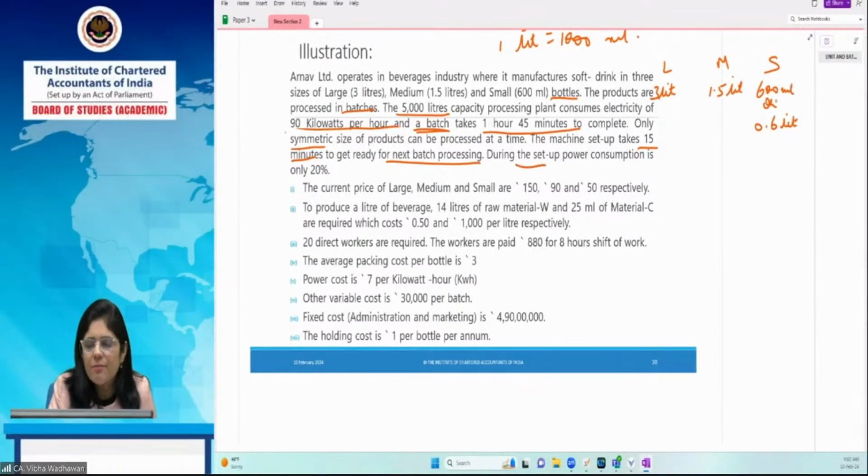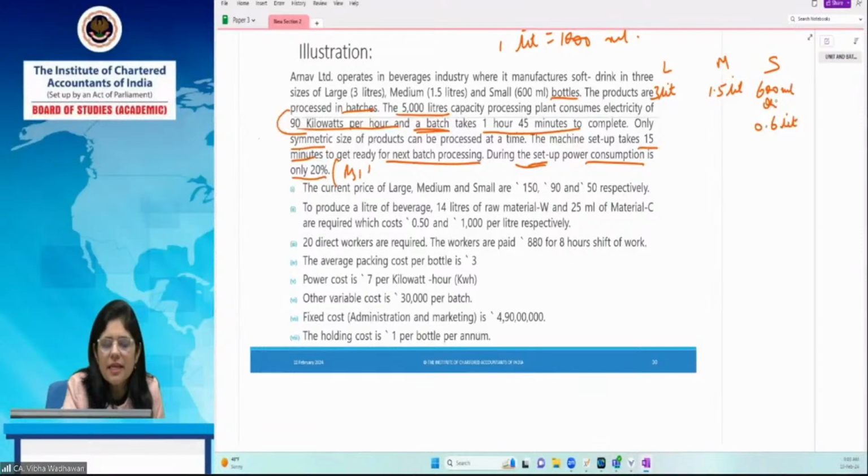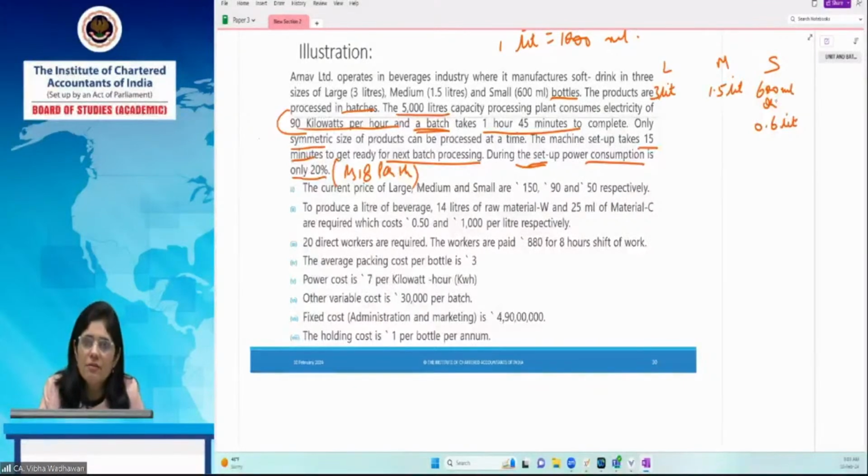During the setup, power consumption is 20%. So during the 1 hour 45 minutes, the power consumption is 90 kilowatts per hour, and for setup time it is 20%, that means 18 per hour. It's only 20% of the kilowatt hours. So normal is 90 kilowatts, not rupees, it's kilowatts per hour, and during the setup time it is 18 kilowatts per hour. So this is how the whole setup is.